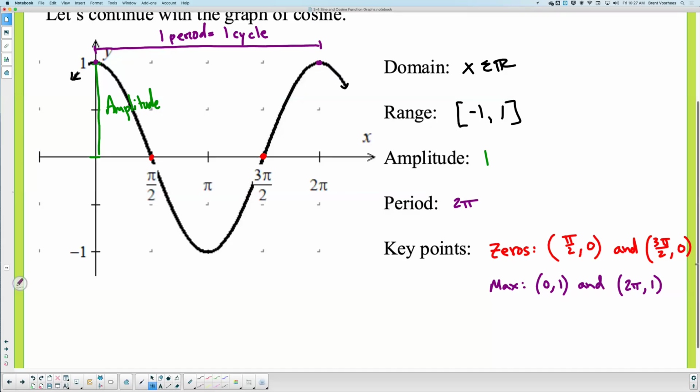All right, last one. What color have I not used here? Blue. The minimum. What's the coordinate for that minimum? Pi is the x value. What's the y value? -1.